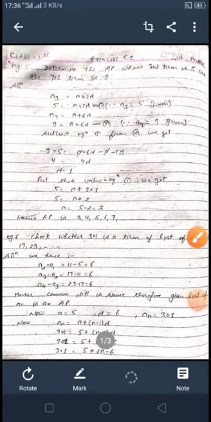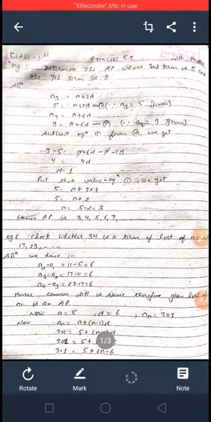Hello friends, this is a lecture of class 10 subject maths, exercise 5.2. Today we will solve our examples of exercise 5.2.